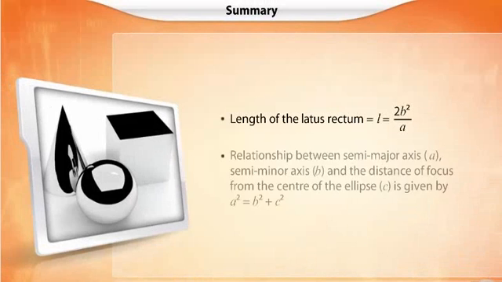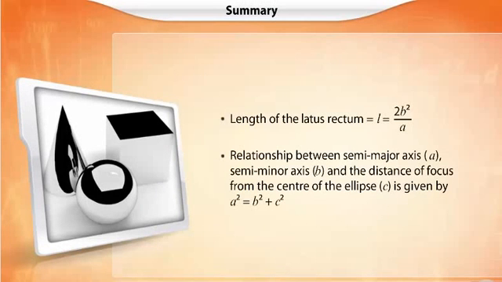Now let us summarize what we have learned in this module. The length of the latus rectum is given by 2 times b square upon a. The relationship between semi-major axis a, semi-minor axis b, and the distance of focus from the center of the ellipse c is given by a square equal to b square plus c square.